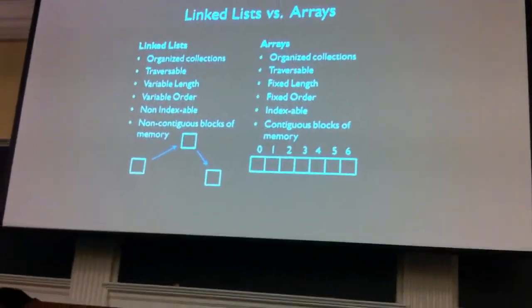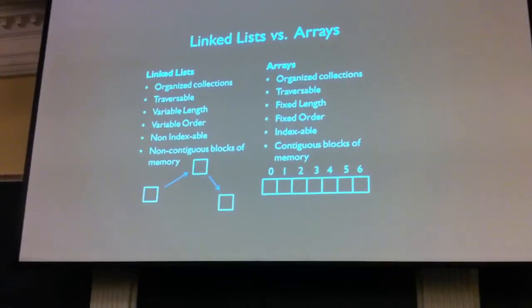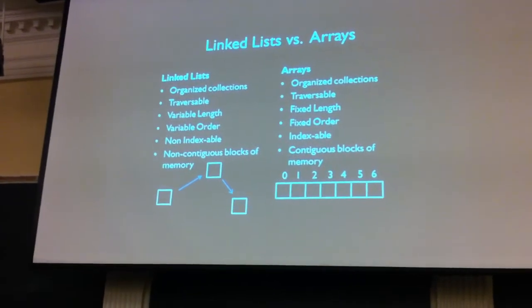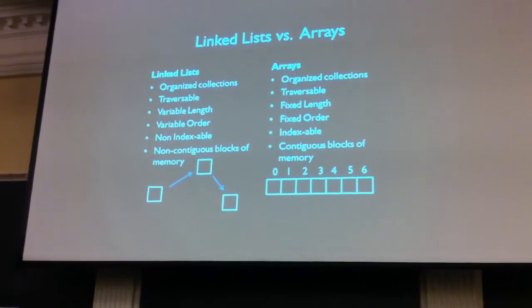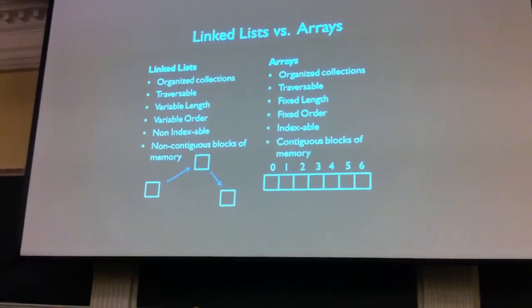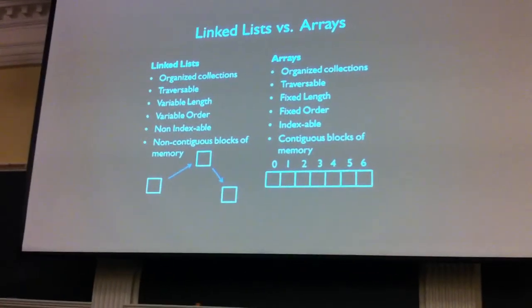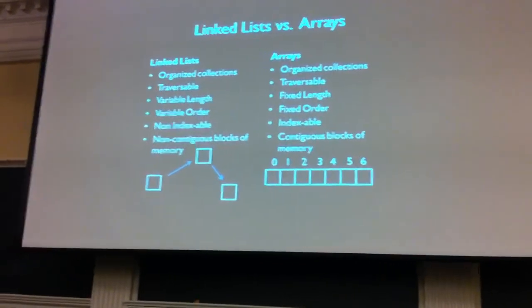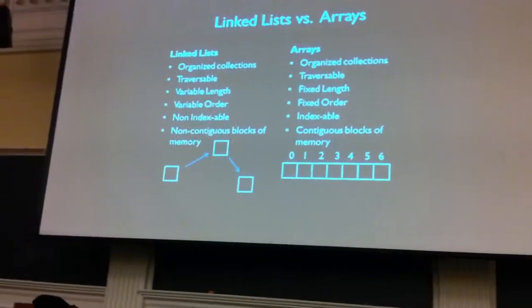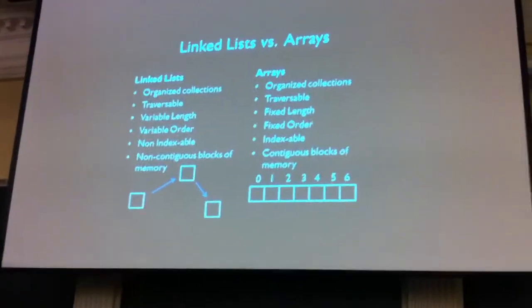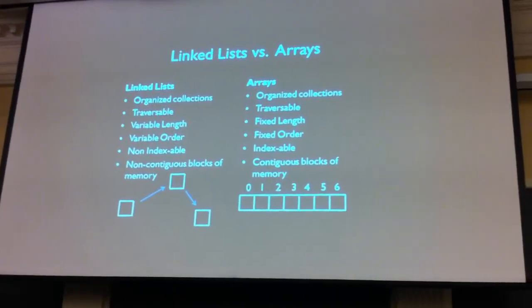You can organize different collections of information. They're both traversable, and they're both organized together. But the difference between a linked list and an array is that while arrays are fixed length and fixed order, giant contiguous blocks of memory, linked lists are much more fluid and much more dynamic. You can basically put a node anywhere in your memory, and you can reference it because they're linked together. It's variable length, it's variable order, and they're non-contiguous.